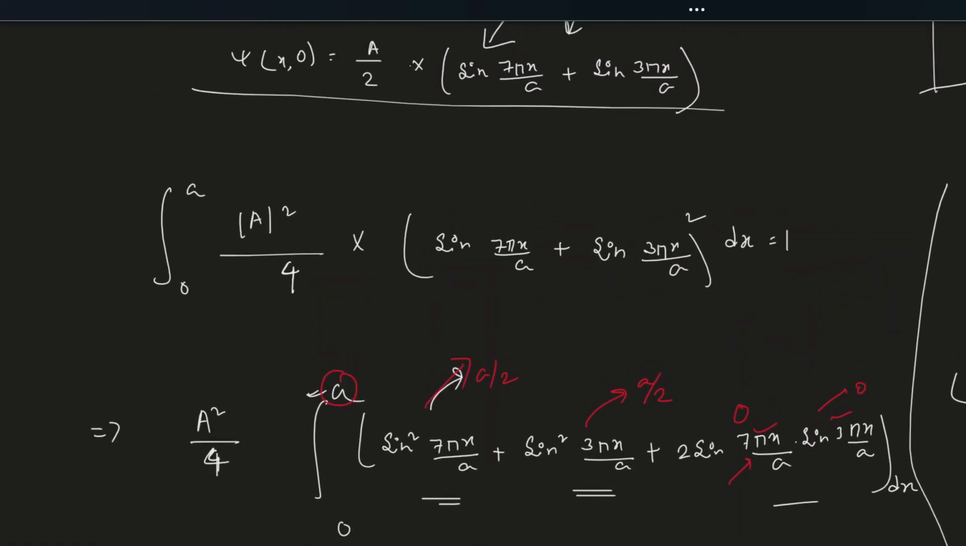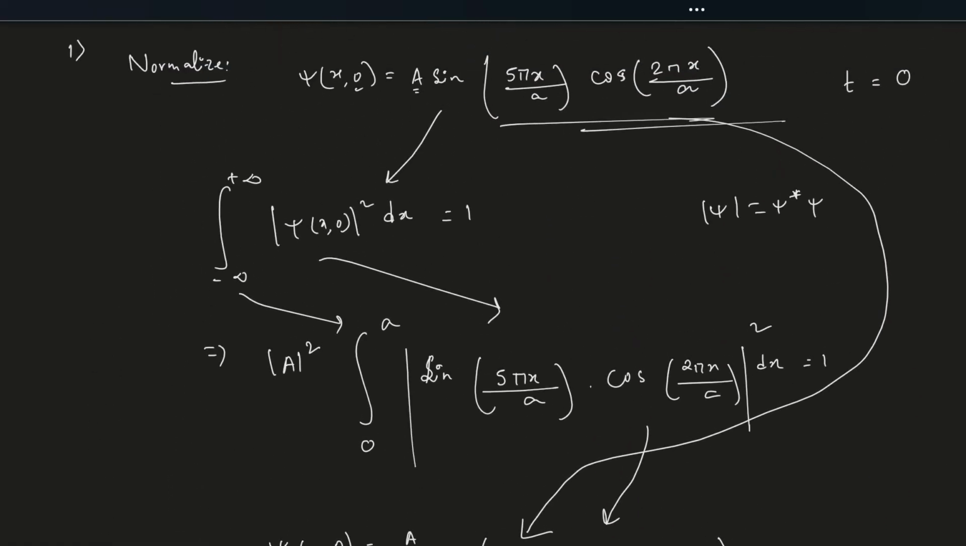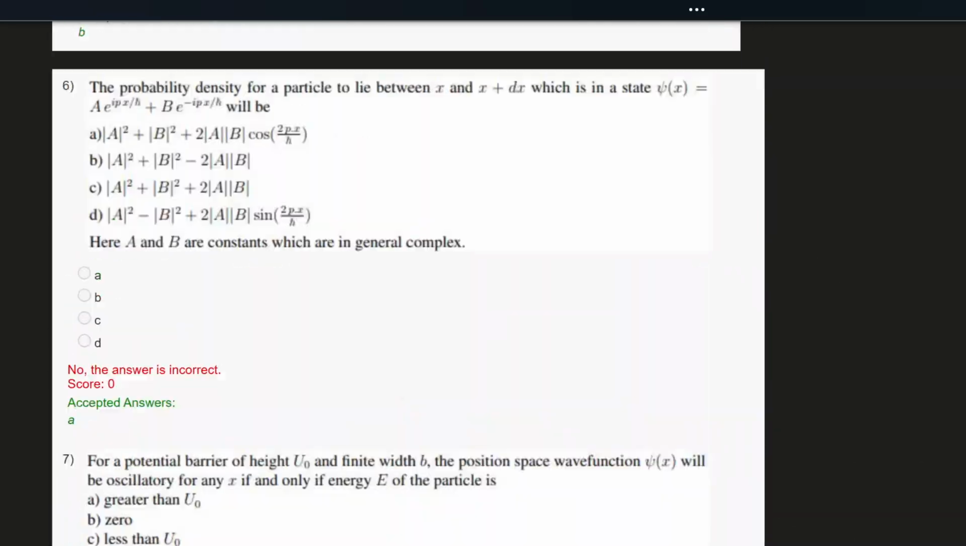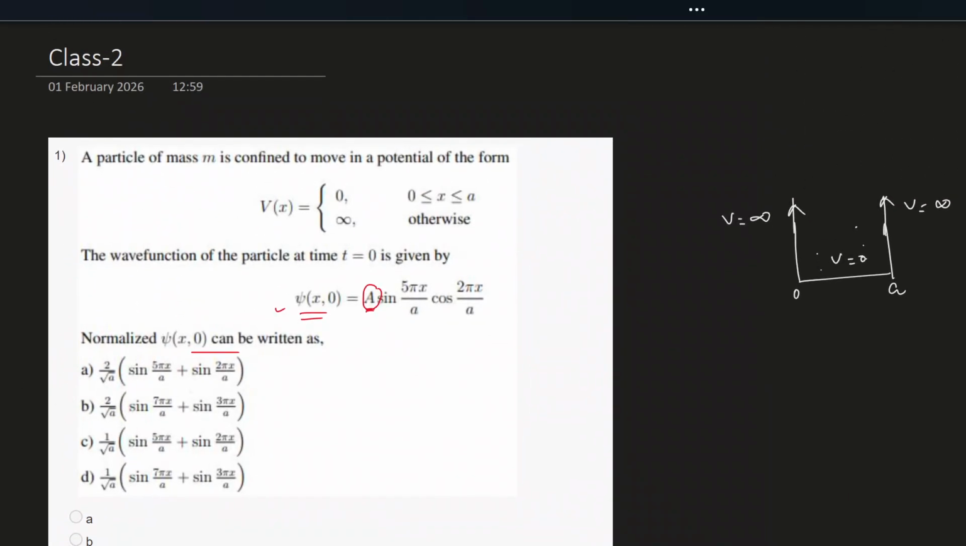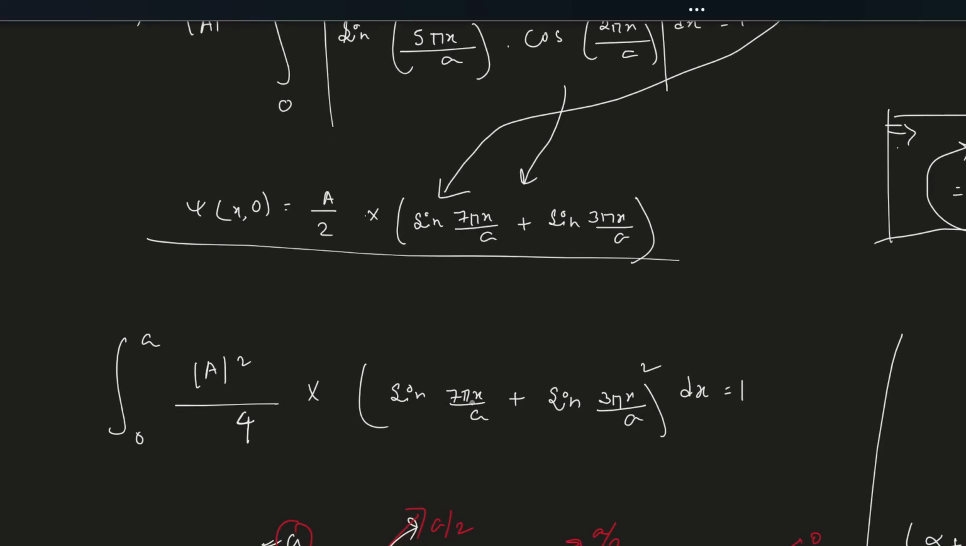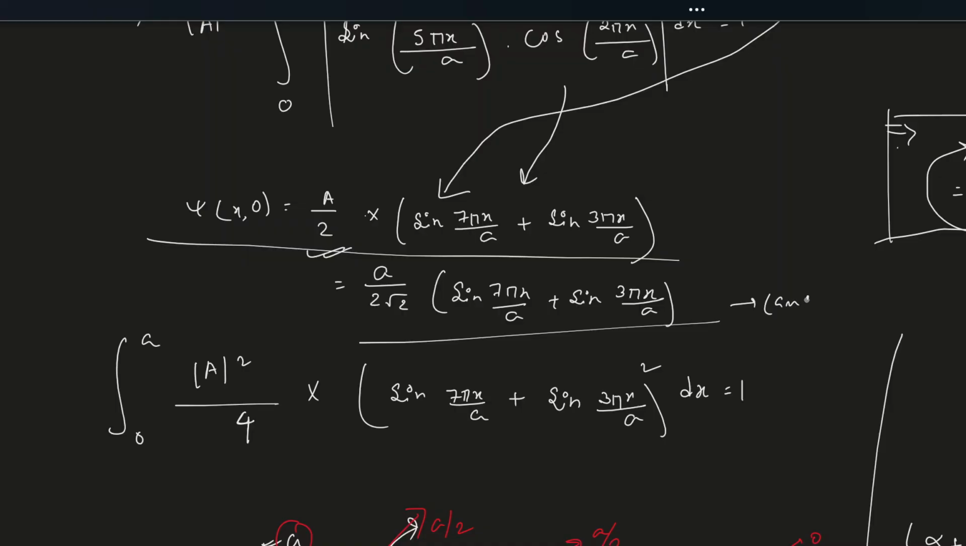Now once you have gotten this constant value A, you put A here. But if you look back at the options given to you, they are not in the product form, but in the summation form. So clearly the summation rule that we used to simplify our integral has to be involved in the final form. So you use this form instead, and you put A as capital A, small a by root over 2. So the whole thing is a by 2 root over 2, then sine 7 pi x by a plus sine 3 pi x by a. So this is your final answer.